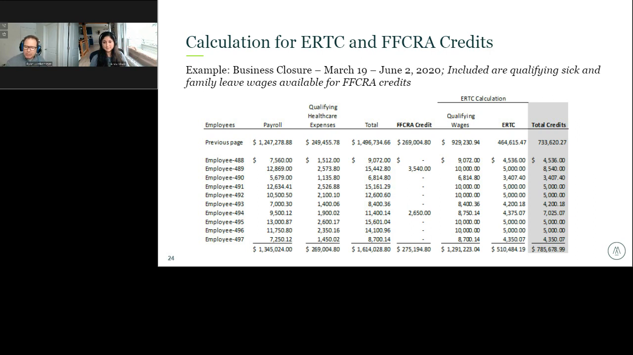But then the remainder of the wages during the business closures still exceeded the ERTC credit's $10,000 of maximum qualifying wages, which results still in the maximum credit for that employee of $5,000. So again, it's just overall a strategy to, I hate using that word often, but maximize the credits that are available to you as a result of the pandemic. So just a quick example showing you that.